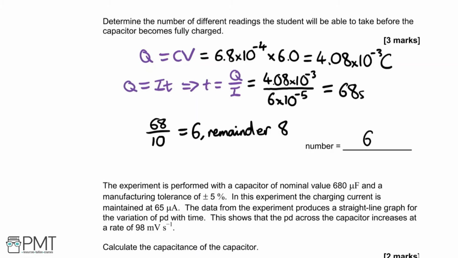So in terms of where these marks can be allocated, we get 1 mark for correctly calculating the charge, another mark for correctly calculating the amount of time, and then a third and final mark for correctly identifying that it would be 6 readings and not 7.